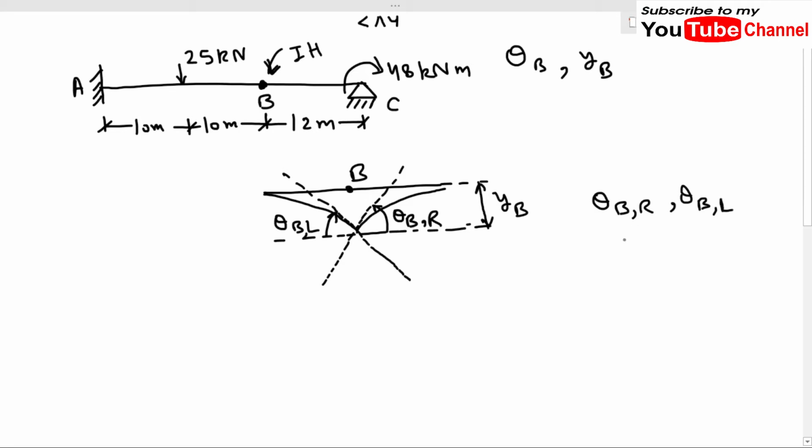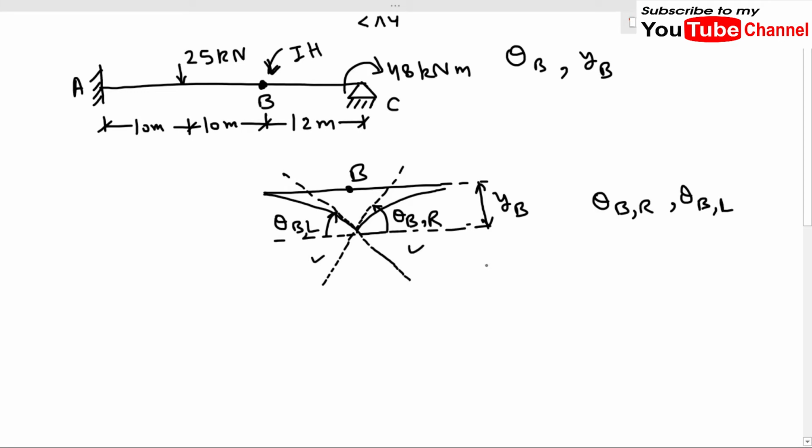Because for an internal hinge, these two slopes can be different. That's why we have to find these two slopes separately, and the deflection will remain the same, only the slope will be different. So this is the important point about this problem. So we have understood the basic point which we have to find.